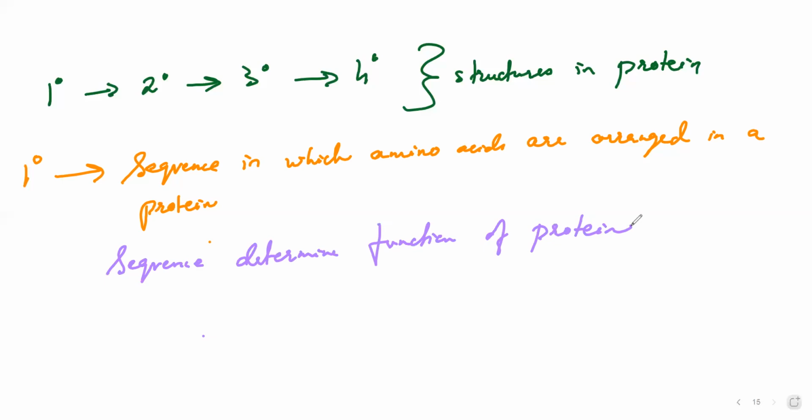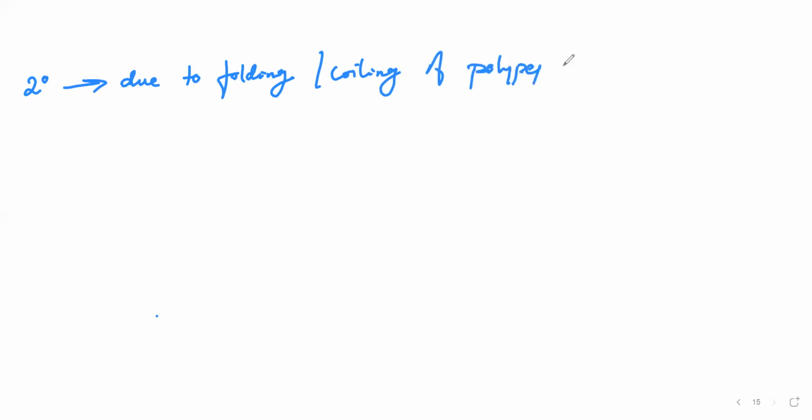Then comes the second one, which is the secondary structure. Now, what is this secondary structure? Whenever a primary structure undergoes folding or coiling, it is called a secondary structure of protein. So a structure formed due to folding or coiling of the polypeptide chain is called the secondary structure of protein.